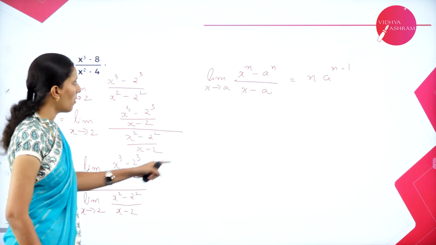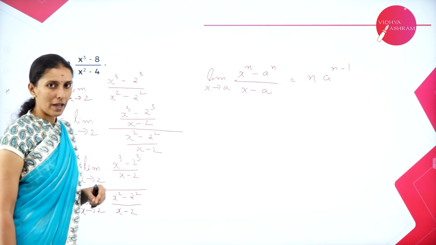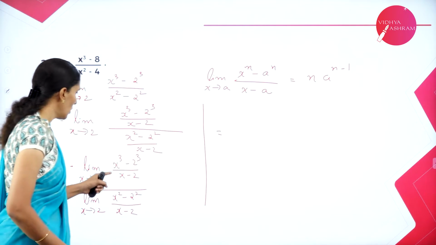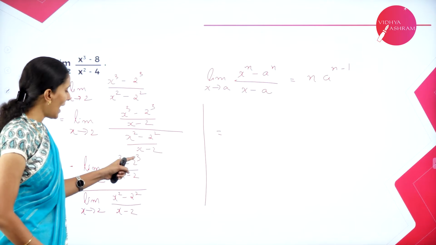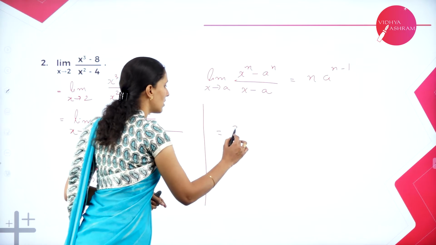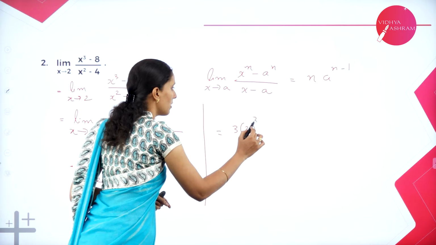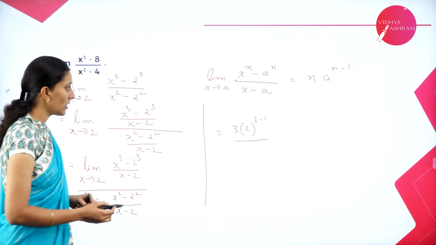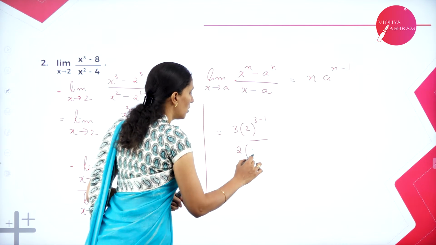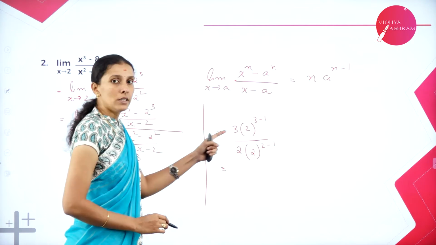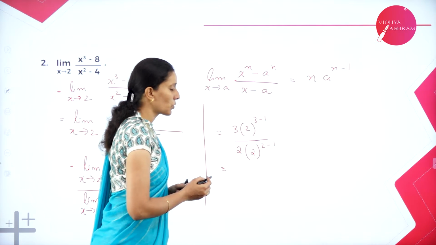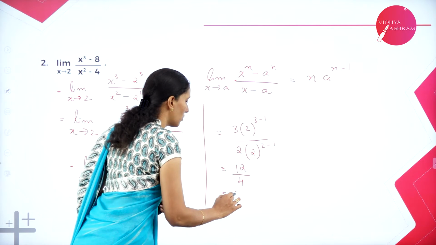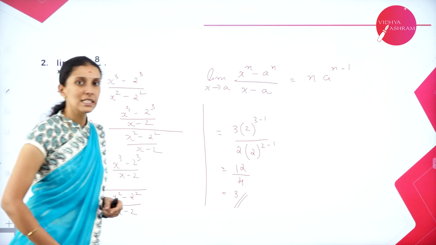Now this is in the form of x power n minus a power n by x minus a. So if you apply the limit separately, the value of a is 2, n is 3. So therefore this is 3 into 2 power 3 minus 1. Similarly, the value of a is 2, the value of n is 2. So this is 2 into 2 power 2 minus 1. So take the values now. So it is 2 square 4, 4 3s are 12 divided by 4 which is equal to 3. So the value of the function is 3.